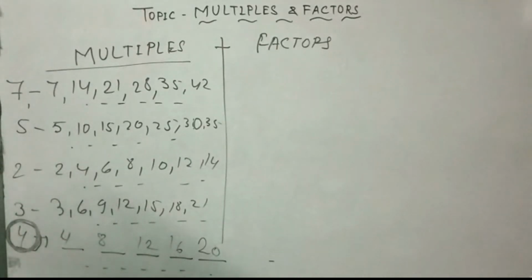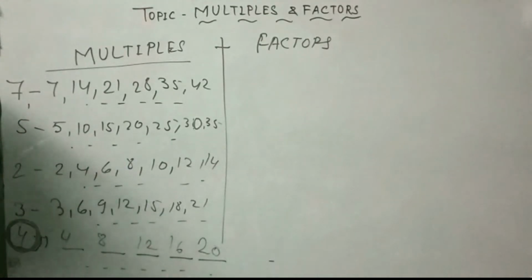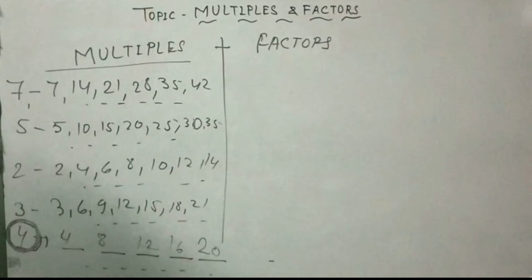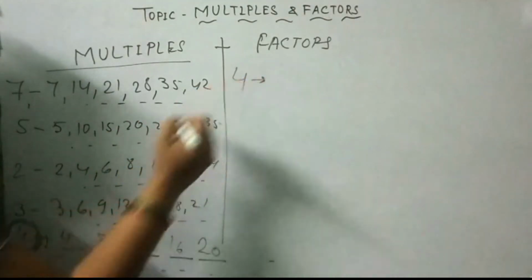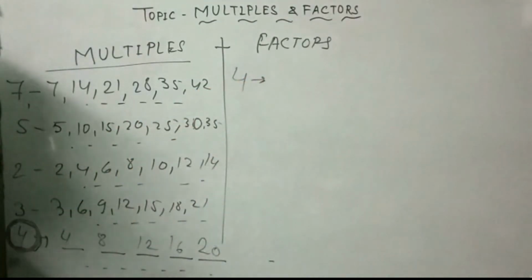For finding the factors, what do we have to do? Students, for factors we have to see in which table that number comes, or you can say by which number it will be totally divided, with no remainder. That means the remainder should be 0. One example I will take here. What are the factors of 4?